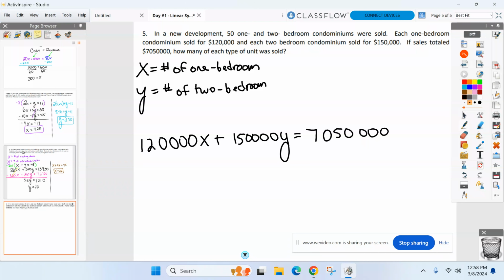Okay, the first one's nice and easy. Money stays with money. Where's the second one coming in now? Think about the Adirondack chair one we just did here. Where's the second equation? x plus y equals 50, because you sold 50 of them, 50 condos.